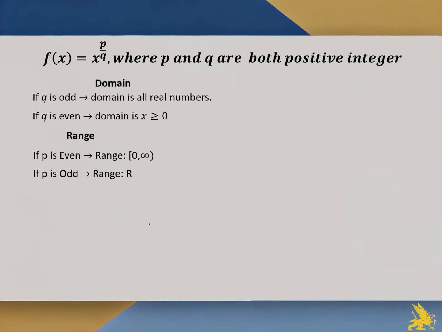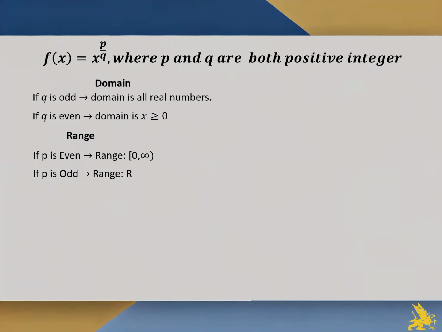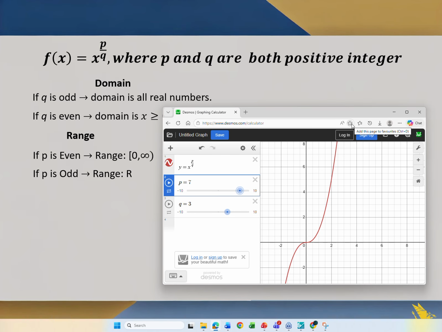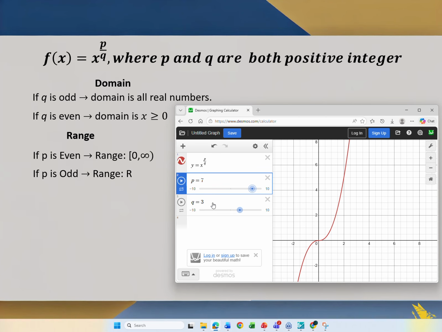So I'm just going to get up Desmos. Now, Desmos is a really good tool for us to use. I'm just going to put a slider on here so I can keep those relationships and talk about it. So let's just focus on my domain. It says if q is odd, domain is all real numbers. So q is odd here, so it doesn't matter what I put here.